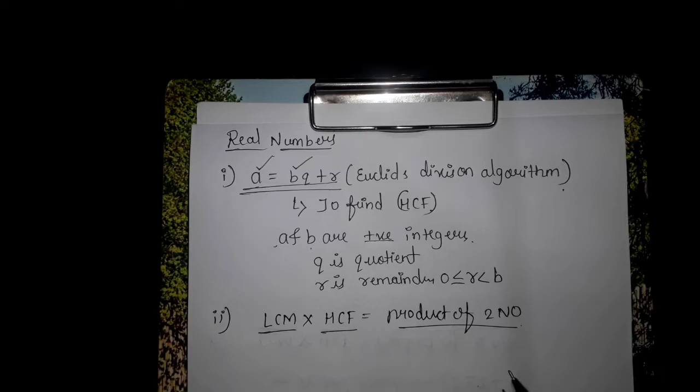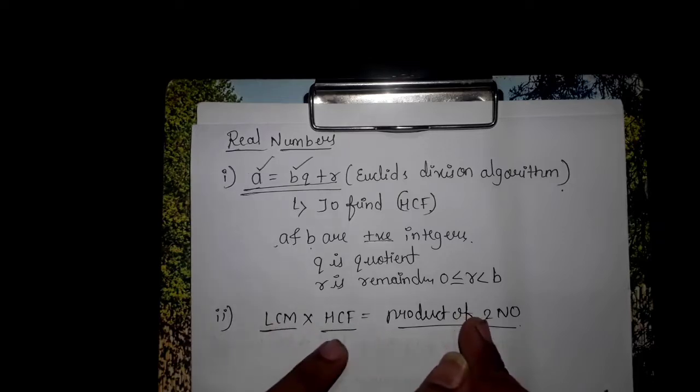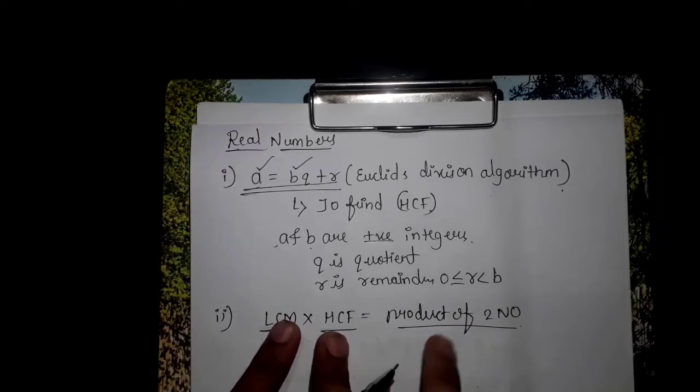For example, if they give LCM and product of two numbers, then they will ask us to find the HCF. If they give HCF and product of two numbers, then they will ask us to find the LCM. If they give LCM and HCF, they will ask us to find the product of two numbers. In this way, these types of questions will be asked from chapter 1, that is real numbers.